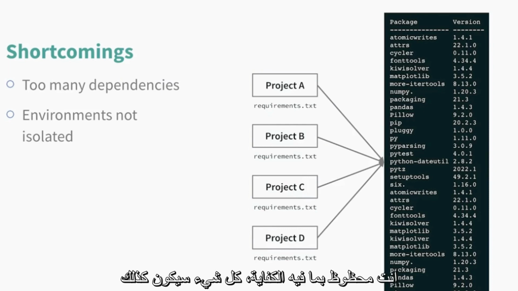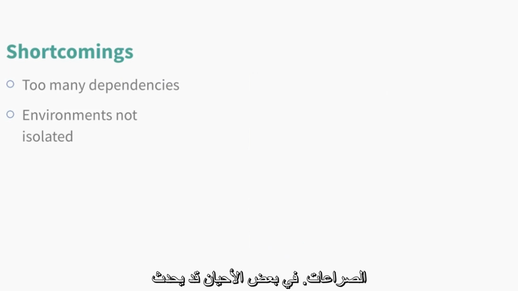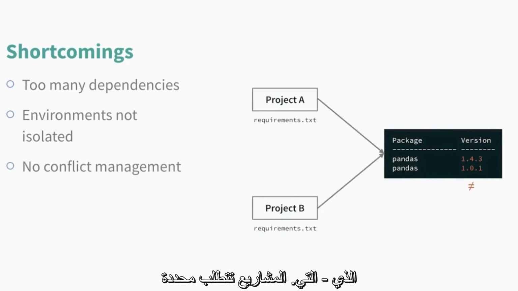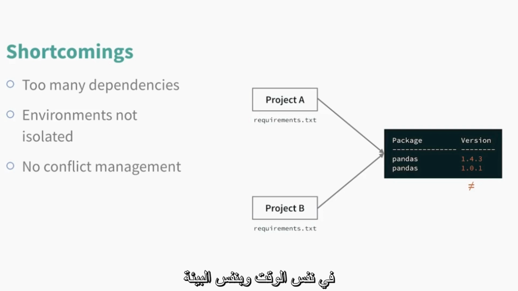If you're lucky enough, everything will still work and you won't end up with conflicts. Sometimes it may happen that one project requires a specific version of a library, while another project requires a different version of it. You are not allowed to have two versions of the same library installed in the same environment. A conflict is created. You cannot get both projects working fine at the same time with the same environment. And that's why we use Poetry.